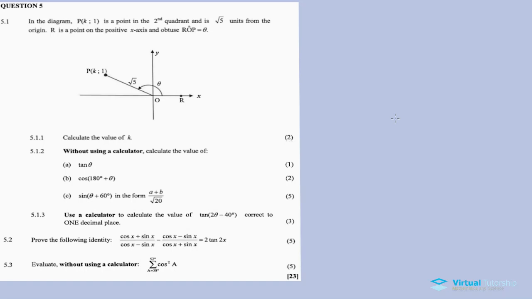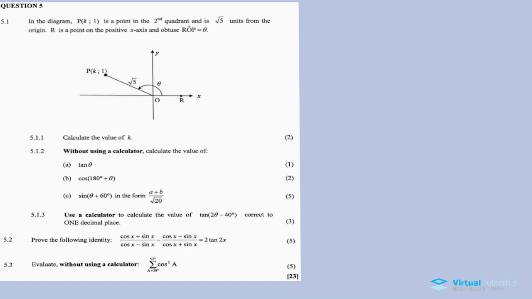Now in 5.1, in the diagram P is a point in the second quadrant, right? Point P is in the second quadrant, and it is square root 5 units from the origin. So P is measured from the origin, it's square root 5 units. And then R is a point on the positive x-axis, and obtuse ROP is equal to theta. This obtuse angle is equal to theta.